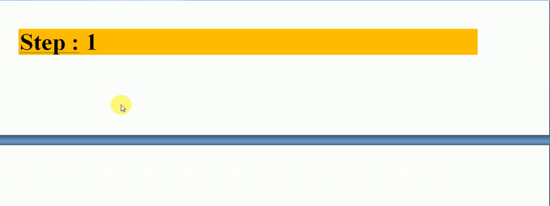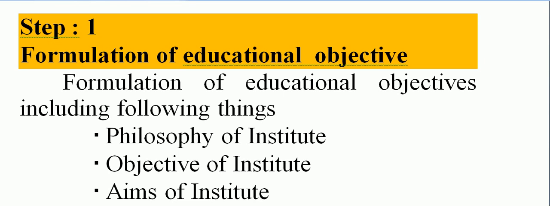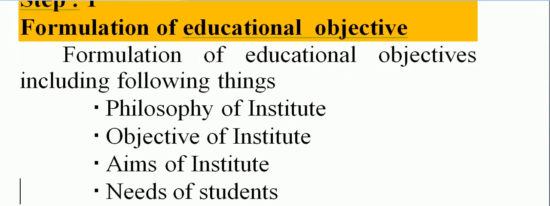Then we will discuss all the steps in detail. First of all, the formation of the educational objective. How to form an educational objective? The formulation of the educational objective includes the following things. First, we must write the philosophy of the institution, the institutional philosophy, which type of institutional philosophy is there, that we think that the student is able to do any work in a clinical area. It is our philosophy.